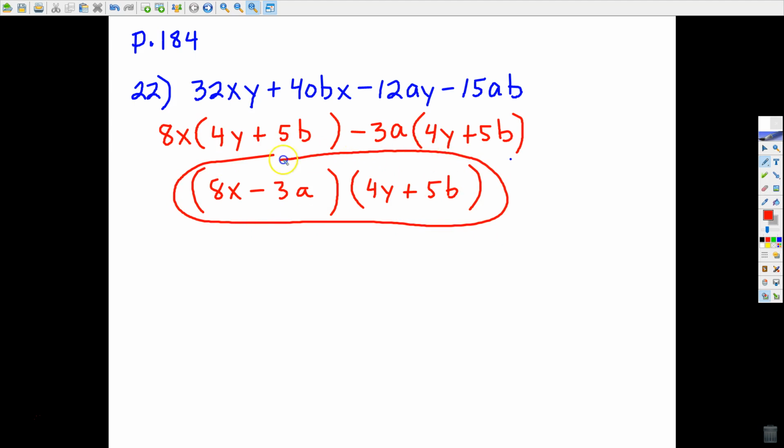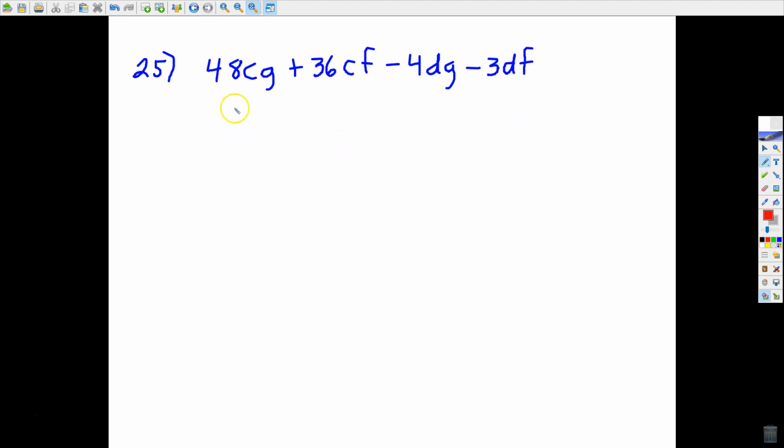And that is your answer for number 22. That is known as factoring by grouping. Not sure if you guys have seen that before. Okay, 25 is a lot like it. And they've pretty much done the grouping for us.